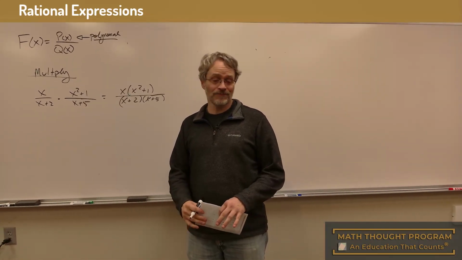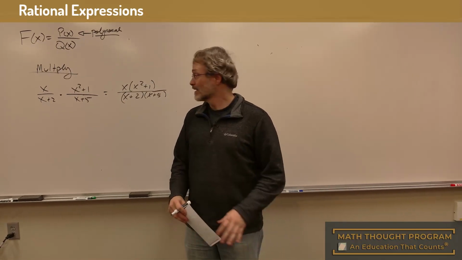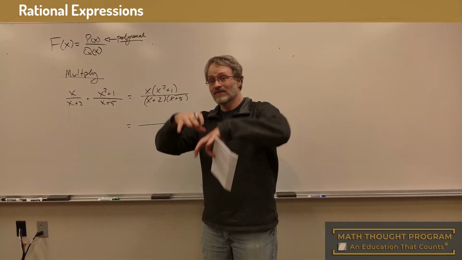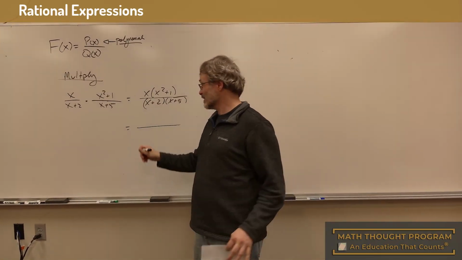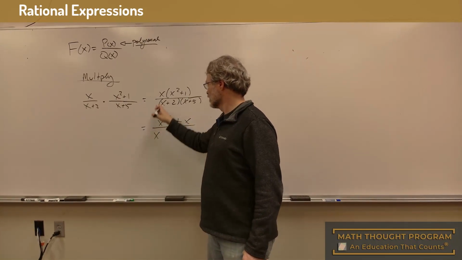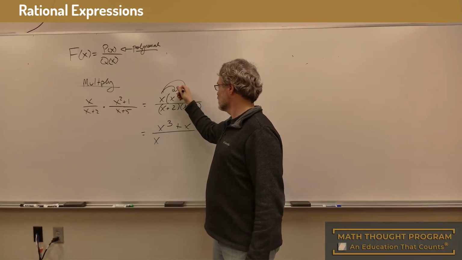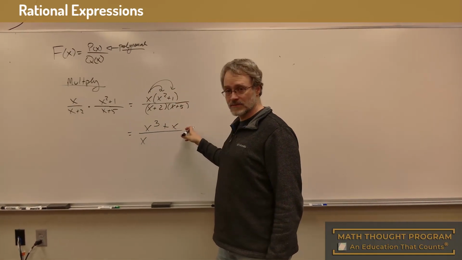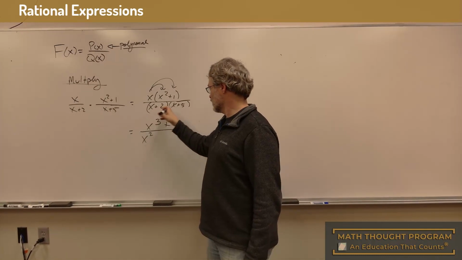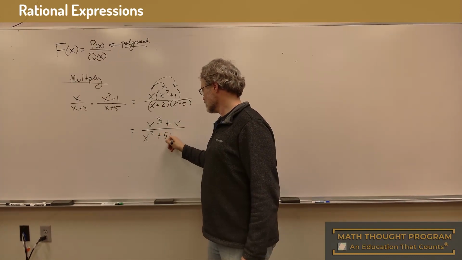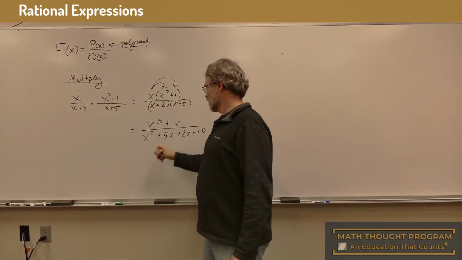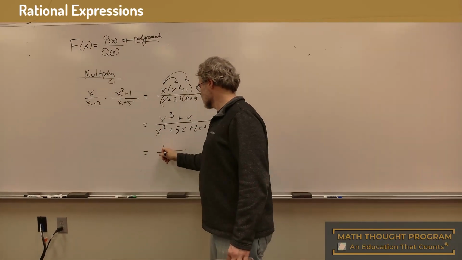Sometimes it's useful, sometimes it's not. I could take this and expand out, take the factored form of the polynomial and unlock it. So I have x times x squared, x times 1 gives me x cubed plus x. And down below I have x times x, x and 5, 2 and x, and 2 and 5. And I could rewrite it like this.